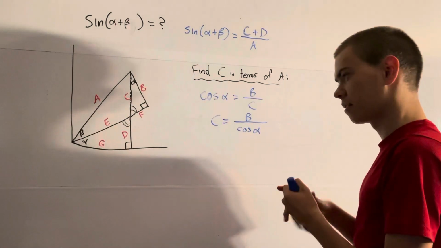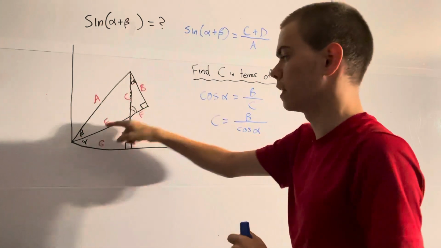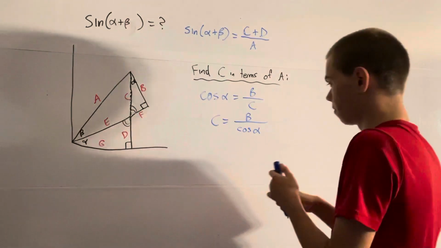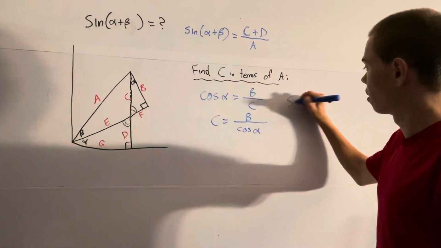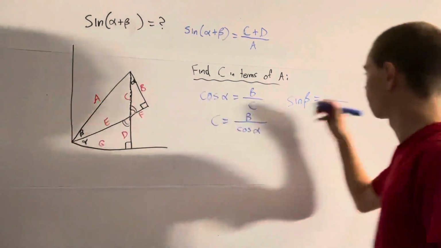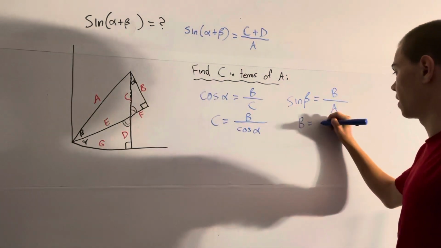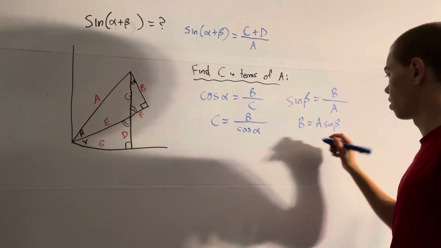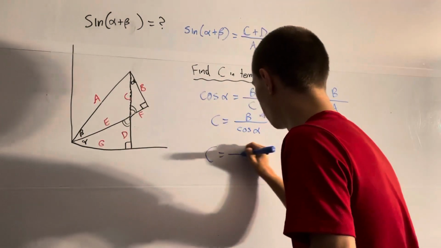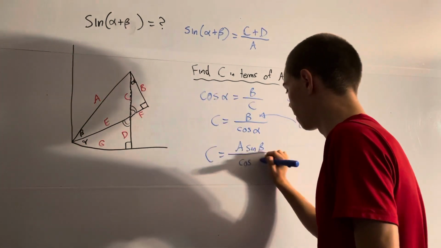Now that we have that, we've got to find what B is in terms of A. We can use this right triangle right here, and this right triangle relates to beta. Relative to beta, B is the opposite, A is the hypotenuse. So we're going to use sine. The sine of beta is equal to opposite over hypotenuse, so we get B over A, which means if you solve for B, B is equal to A sine of beta. So all we've got to do is put B into there, and that's pretty much it. C equals A sine of beta divided by the cosine of alpha.